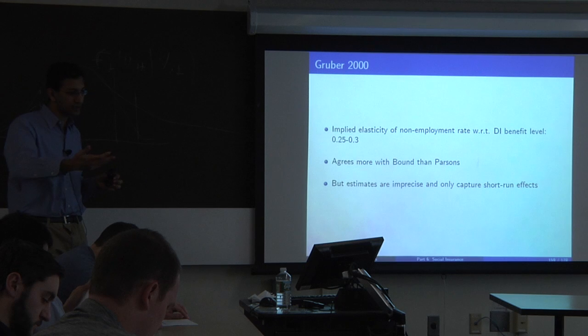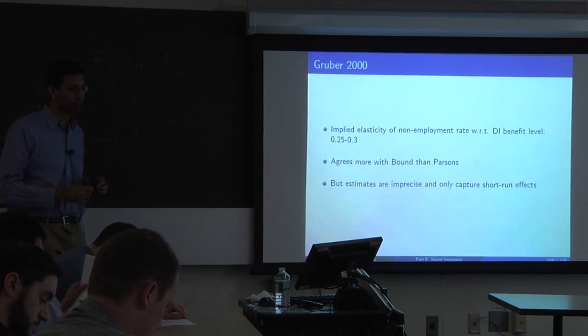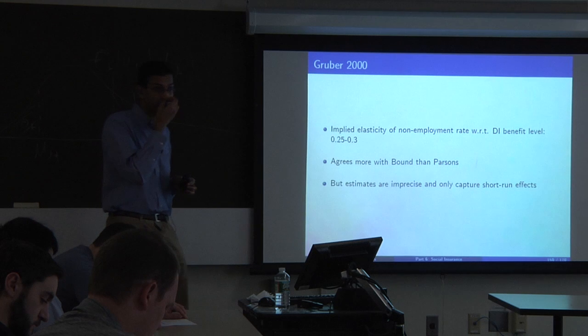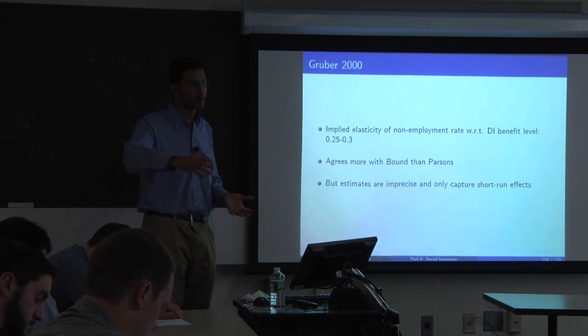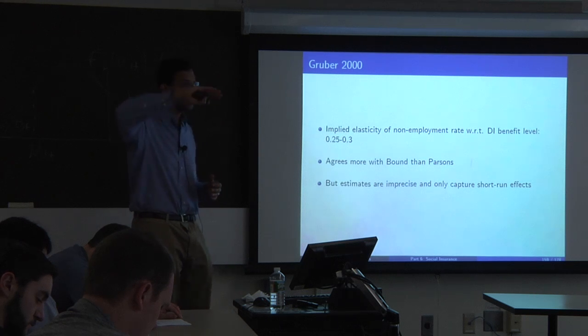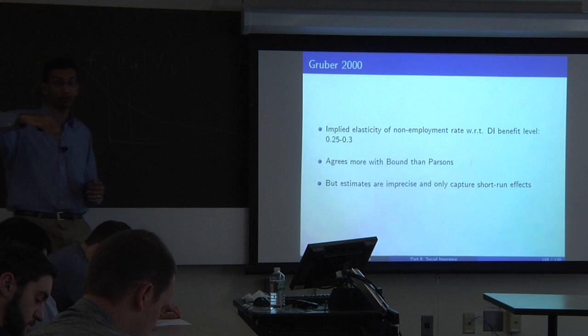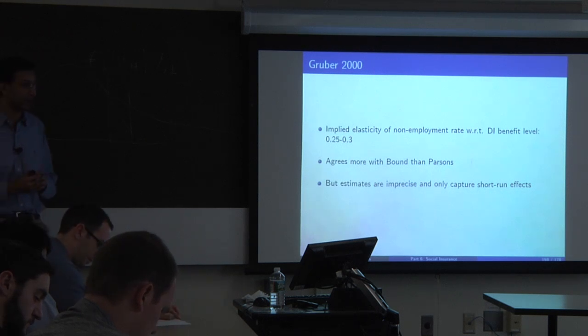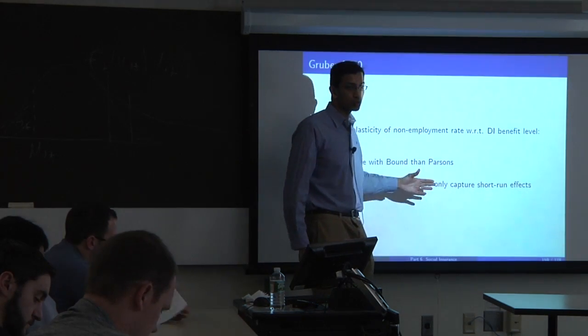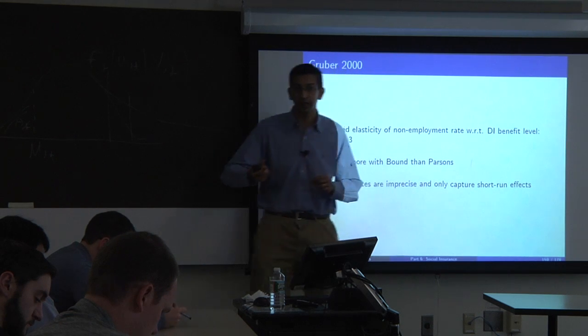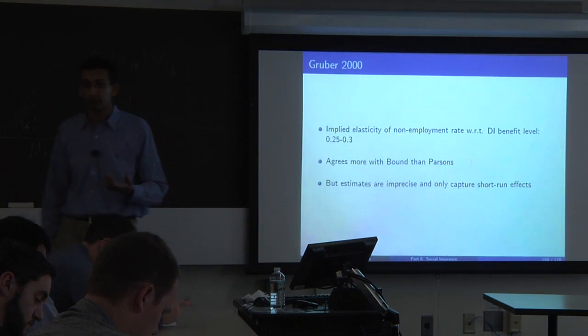So what do you get out of this? An implied elasticity of the non-employment rate with respect to the DI benefit level of about 0.25 to 0.3. Seems to be more in line with Bound than with Parsons, who had higher elasticity, so you can't explain the whole decline in labor force participation for older people just through the increase in DI. But the estimates are imprecise, and they only capture short-run effects, like a year after the policy change, what happened to employment rates, all right?